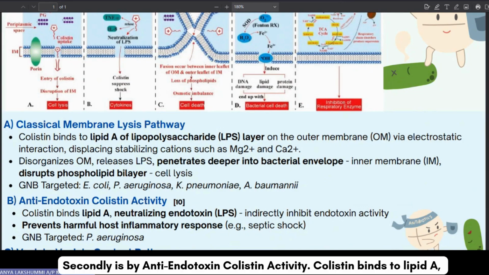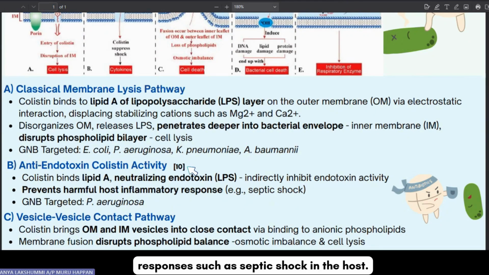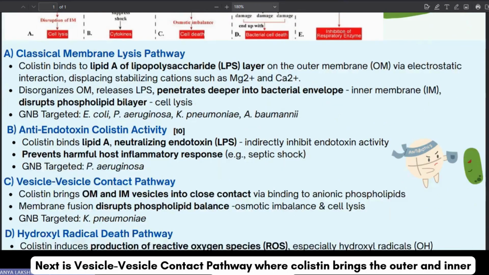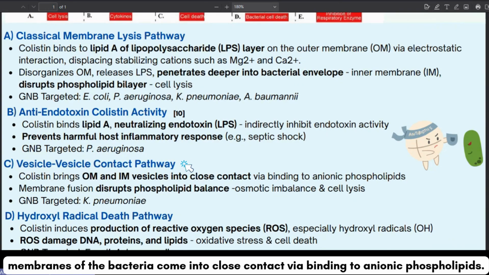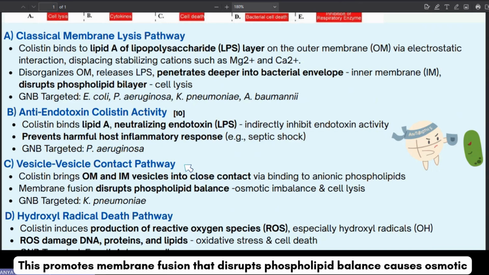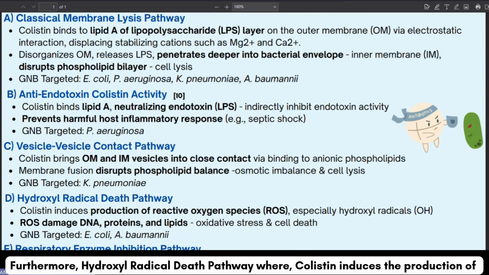Secondly is the anti-endotoxin colistin activity. Colistin binds to lipid A, neutralizes lipopolysaccharide endotoxin, and prevents excessive inflammatory responses such as septic shock in the host. Next is the vesicle-vesicle contact pathway, where colistin brings the outer and inner membrane of the bacteria into close contact via binding to anionic phospholipids. This promotes membrane fusion that disrupts phospholipid balance, causes osmotic imbalance, and leads to cell lysis.